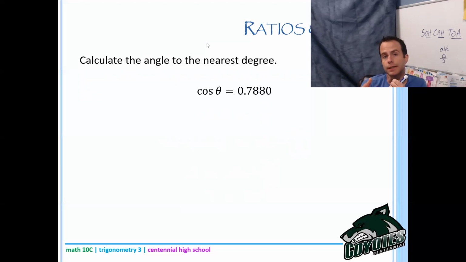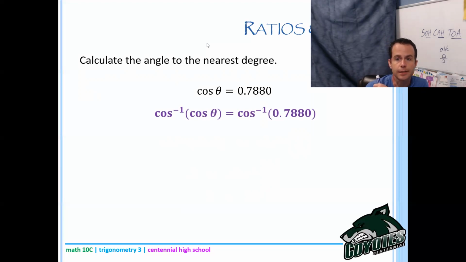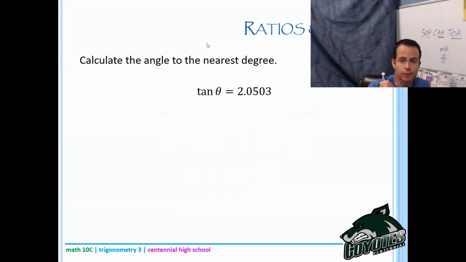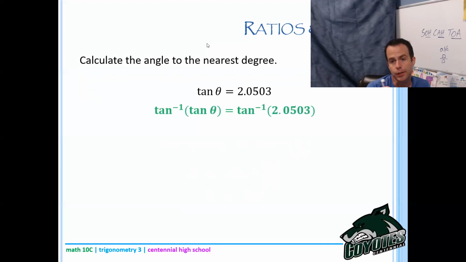So now we're going to say, okay, I want to use my calculator to figure out the angle that's associated with that ratio. So I'm just going to go arc cos, or cos to the -1, of 0.7880. So I'm arc cosing both sides. That leaves me with theta on the left and 38 degrees on the right. Okay. Tan of theta equals 2.0503. Again, I will arc tan both sides. That will leave me with theta on the left, and that will leave me with 64 degrees on the right.